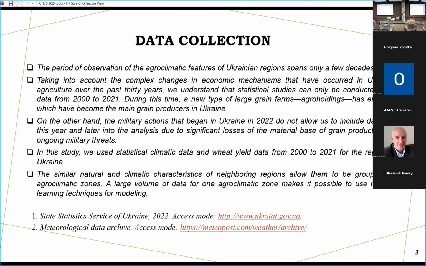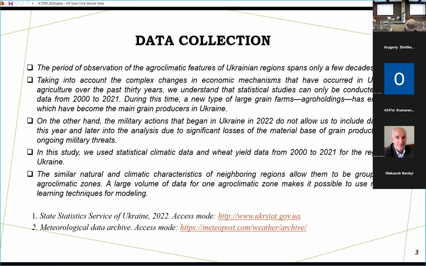The period of observation of the agroclimatic features of Ukraine's regions spans only a few decades. Taking into account the complex changes in economic mechanisms that have occurred in Ukrainian agriculture over the past 30 years, we understand that statistical studies can only be conducted using data from 2000 to 2021. During this time, a new type of large grain farms, agroholdings, has emerged, which have become the main grain producers in Ukraine. On the other hand, the military actions that began in Ukraine do not allow us to include data from later years in the analysis due to significant losses of the material base of grain production and ongoing military threats.